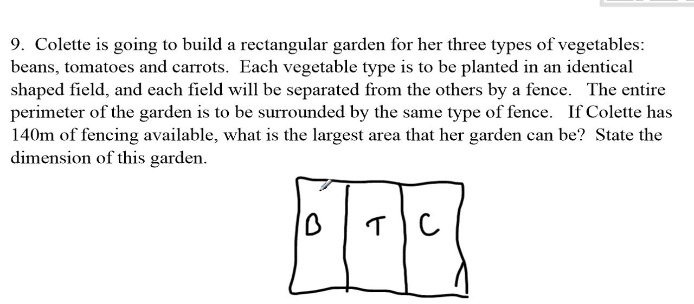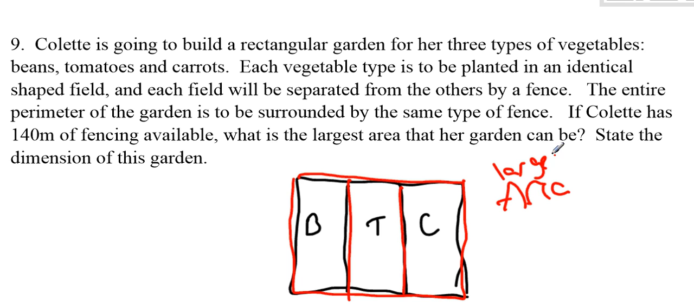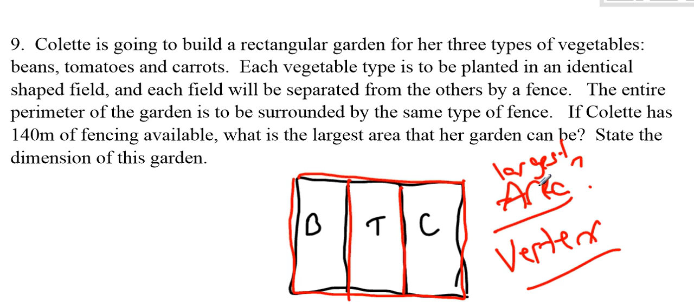So I can't really say the perimeter is 140 because it's not just the perimeter, it's also these 2 additional lines in the middle that need to add to 140 meters. Colette has 140 meters. What is the largest area? So we want the largest area, which means we're hopefully going to be maximizing some sort of equation. So we want to create an equation and then hopefully be able to find the maximum, meaning find the vertex. So let's formally talk about how we're going to do this.